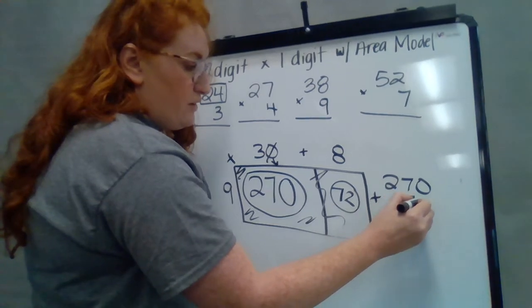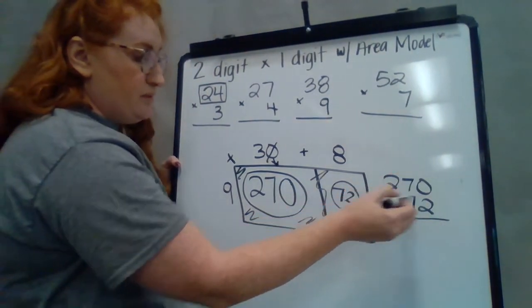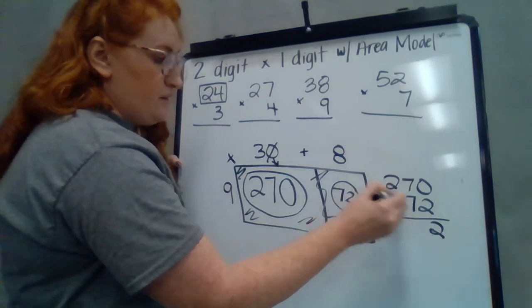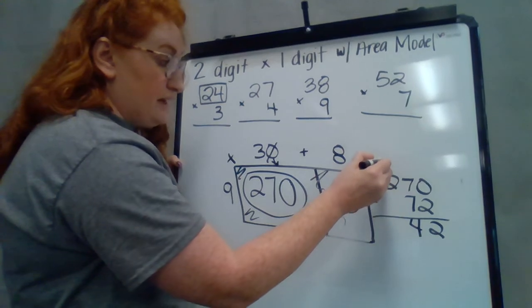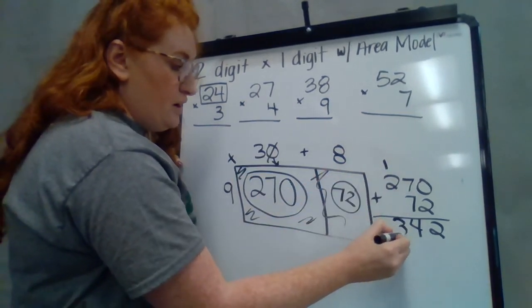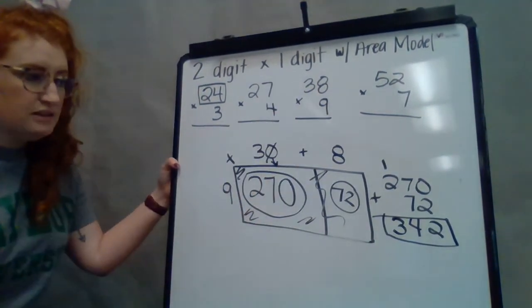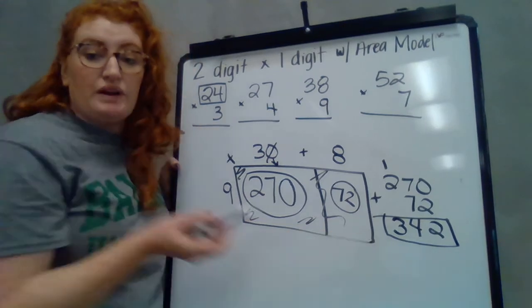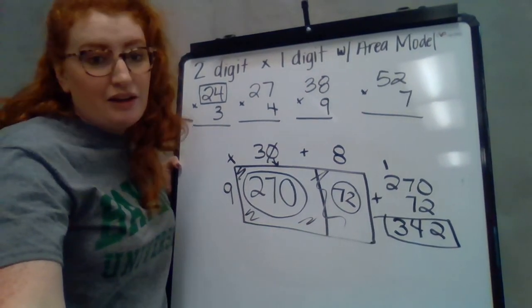Be very careful to line your place values up. Now I have 0 plus 2, 7 plus 7, that's 14. Remember the 4 goes down, and I have to carry my 1 over. Now I have 2 plus 1. So 38 times 9 equals 342. Now with your teacher, you're going to try on your own. Good luck.